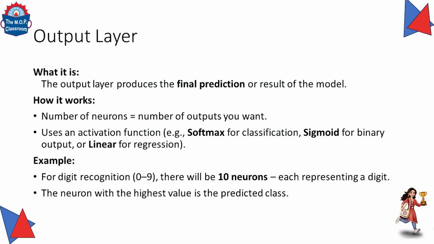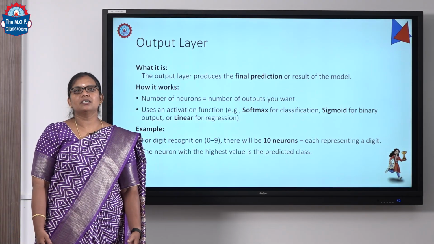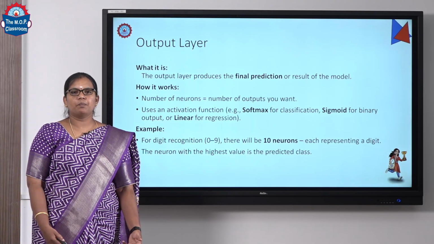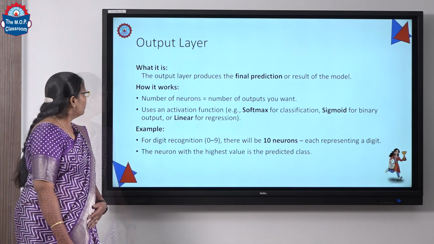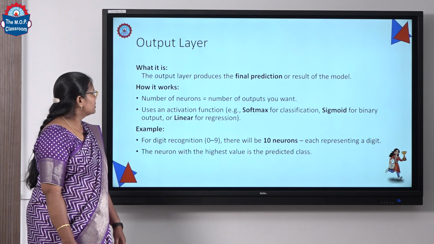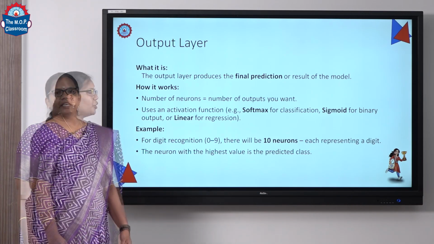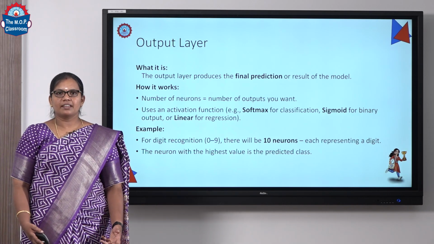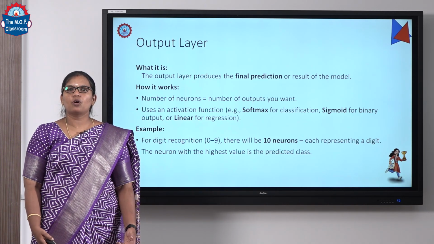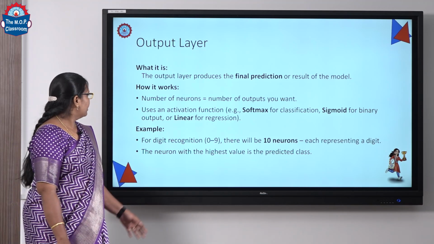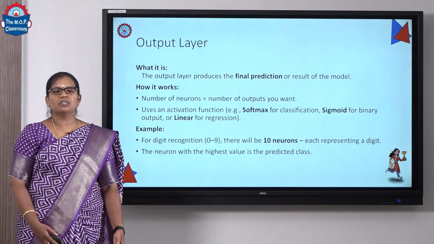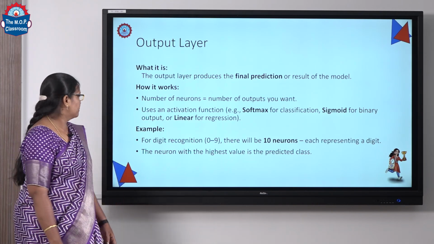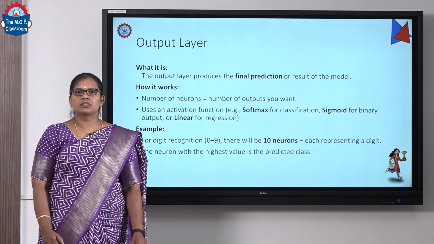Let me move to the next slide, output layer. So, output layer particularly gives the result of the input. It may be the prediction or classification of the given input. How it works? Number of neurons equal to the number of outputs you want. It uses an activation function, so we can get accurate results for complex data. For example, if you are handling numbers 0 to 10, then we have to mention 10 neurons for the output layer. The neuron with the highest value is the predicted class.